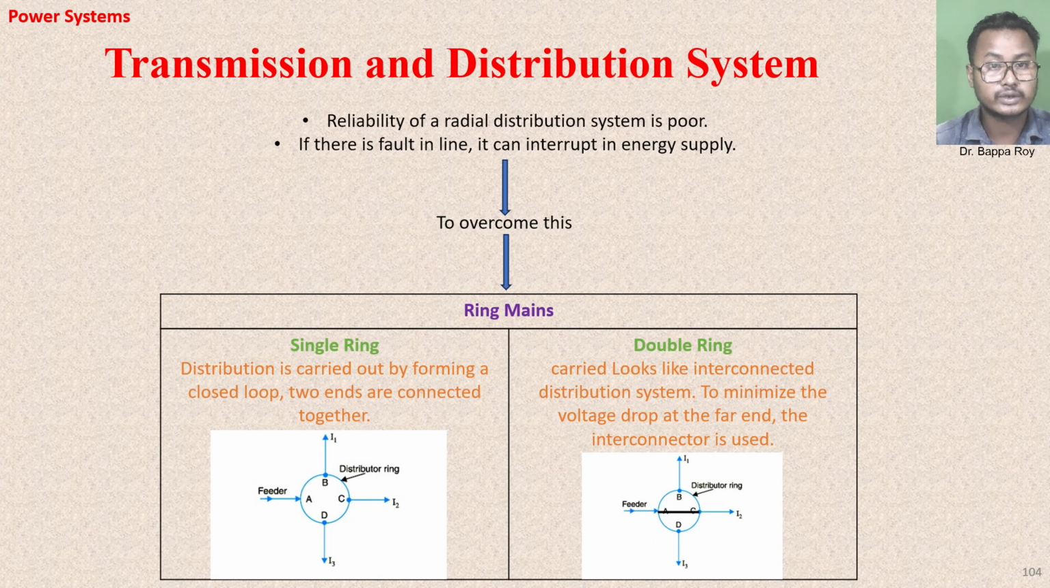Transmission we are not going into otherwise. The reliability of a radial distribution system is poor. If there is a fault in the line, it can interrupt the energy supply, because the supply comes from only one substation, and there are no interconnections between the lines.